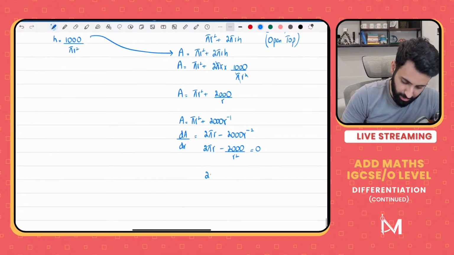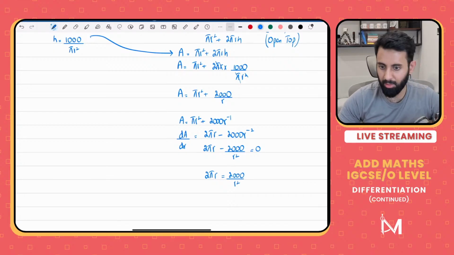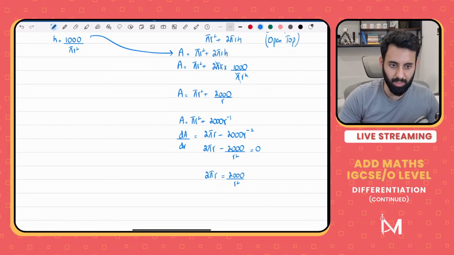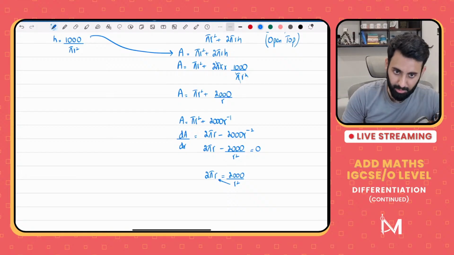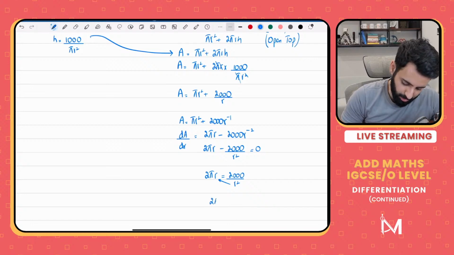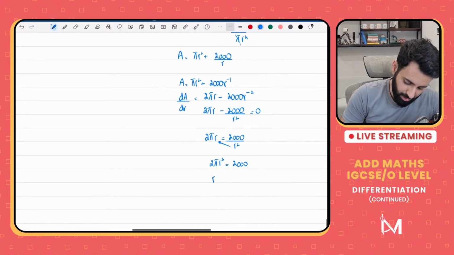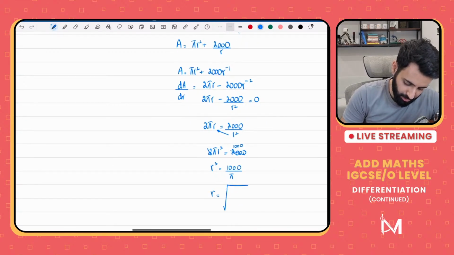Let's solve this for the value of r. 2 pi r is equal to 2000 upon r square. Now let's cross multiply and see what the value of r is. Remember, we want the value of r before we can find out the minimum value of A. If you cross multiply, you get 2 pi r cube, which is equal to 2000. That means you can simplify: 2 on both sides, 1000 upon pi. r cube is equal to 1000 upon pi, and r is now equal to the cube root of 1000 upon pi.